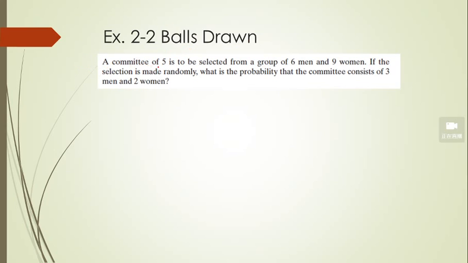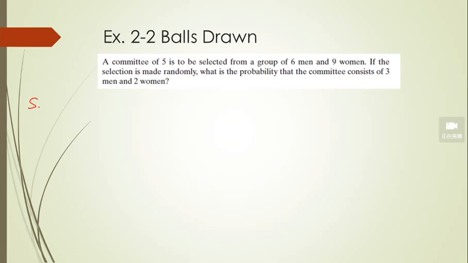A committee of 5 is to be selected from a group of 6 men and 9 women. So that means totally we have 15 persons, right? For 15 persons, we are going to randomly choose 5, so the sample space will be 15 choose 5. If the selection is made randomly, what is the probability that the committee consists of 3 men and 2 women? This is similar to having 2 colors of balls.